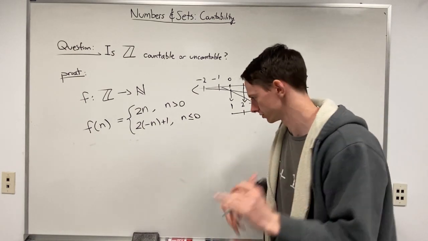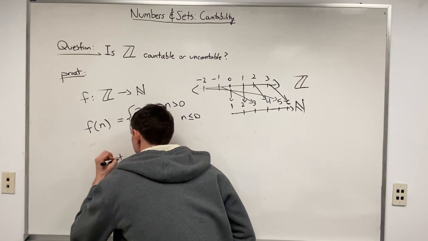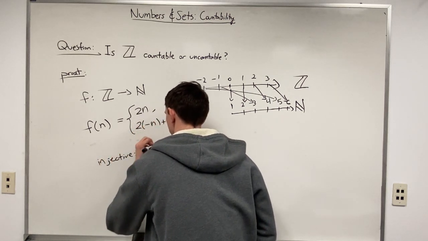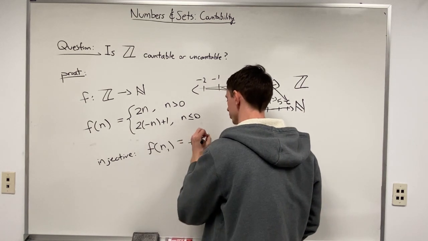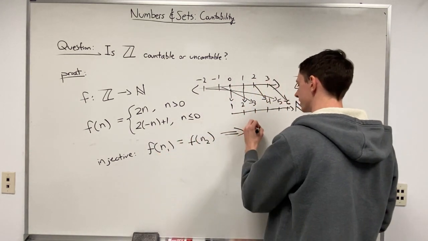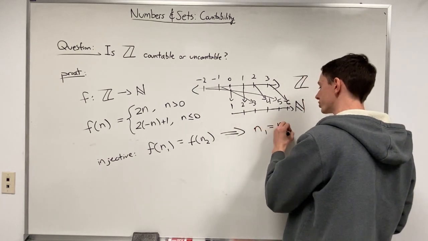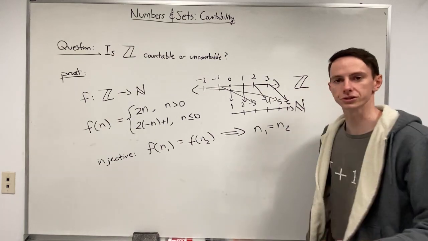So let's just remind ourselves what that means. In order for a function to be injective, we must have that if two elements from the codomain are equal to each other, so f of n1 equals f of n2, that implies that the two corresponding elements from the domain are equal to each other, n1 equals n2.